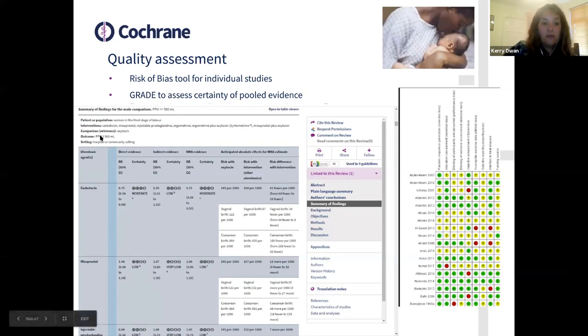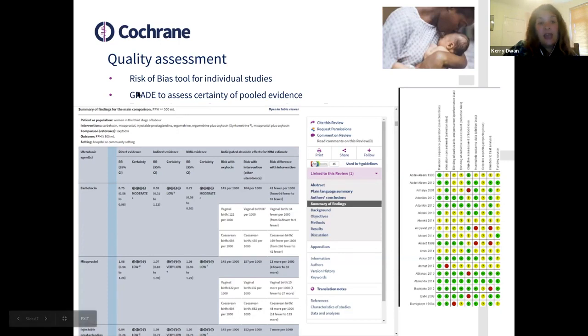So here we've got postpartum hemorrhage, and then it lists all of the different treatments in the rows, and it gives us the direct evidence, indirect, and the evidence from network meta-analysis. It gives us the certainty of the evidence, which is taking into account the risk of bias along with other factors, and it gives us absolute effects as well. And all the information is at the top about the patient population, the different interventions, the comparator intervention with oxytocin, the outcome and the setting as well.